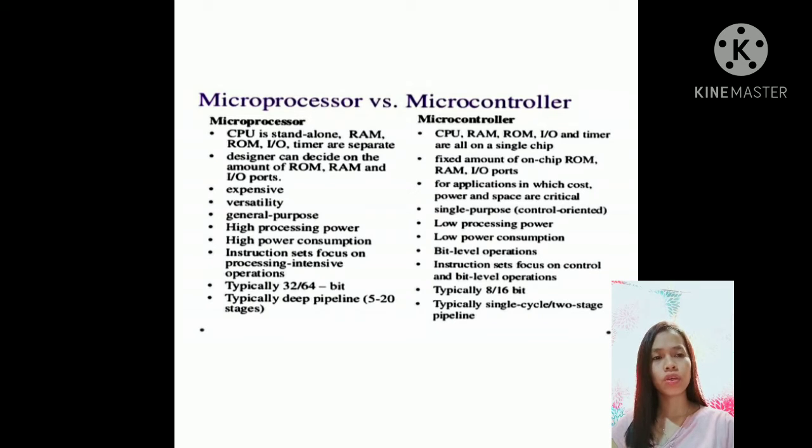So the microcontroller has the CPU, RAM, ROM, I/O, and timer all on a single chip. Fixed amount of on-chip ROM, RAM, I/O ports. For applications in which cost, power, and space are critical. Single purpose, control oriented, low processing power, low power consumption, bit level operations, instruction set focus on control and bit level operations, typically 8/16 bit, typically single cycle 2-stage pipeline.